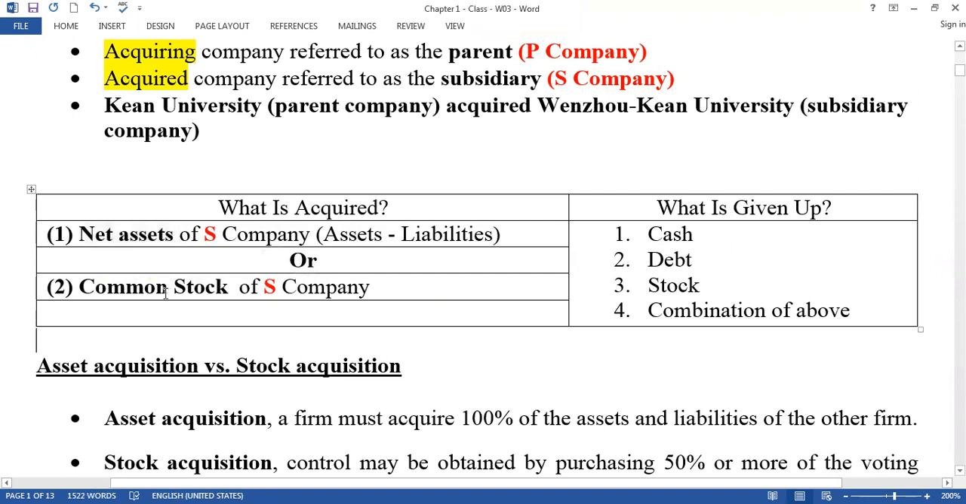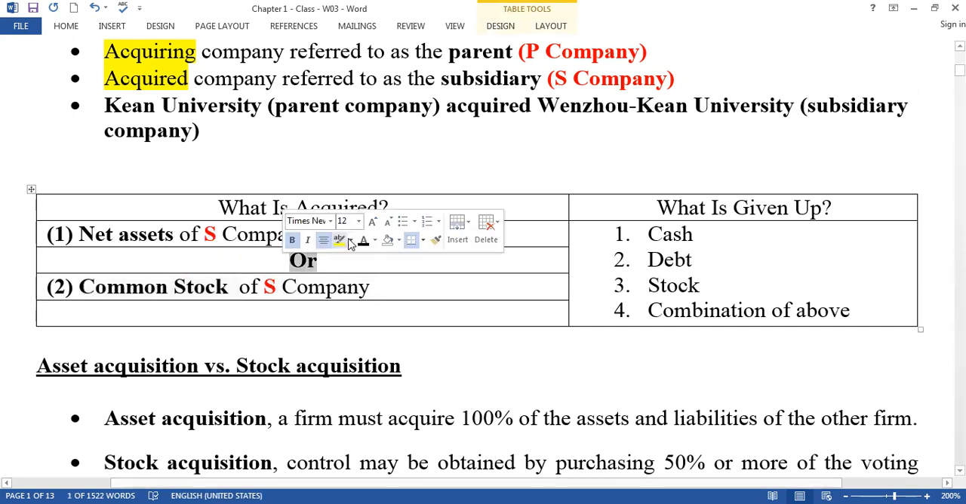We have another option. We can buy the common stock. We can go to the open market and buy the subsidiary company's common stock. So we have these two options to acquire a company.